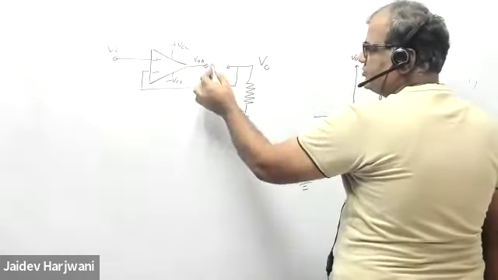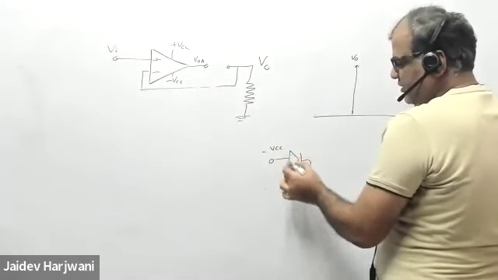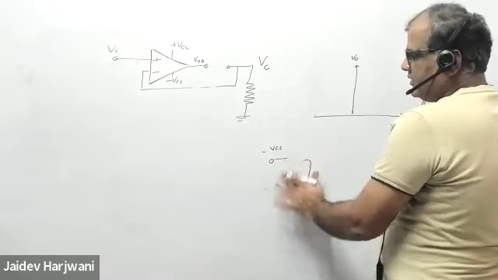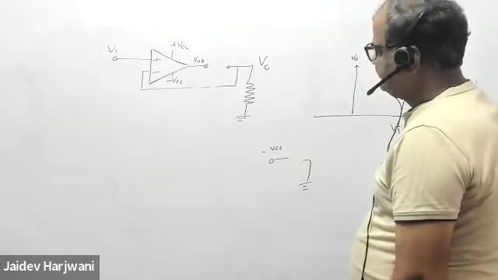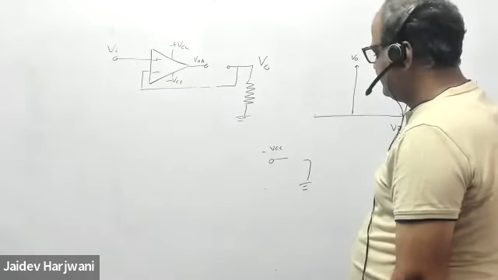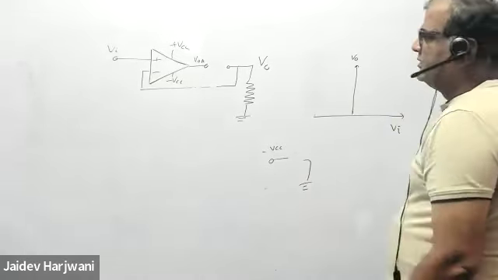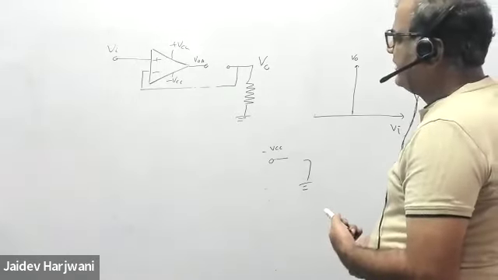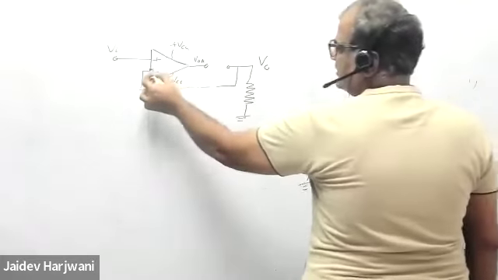So output will saturate to minus VCC. Minus VCC, so that means now this diode will not be conducting. If this is not conducting, that means this will be open. And if this is open, then this output will be 0, because here nothing will come.